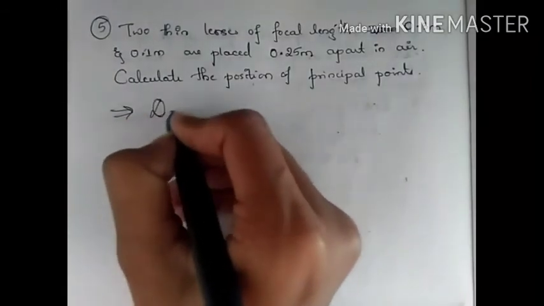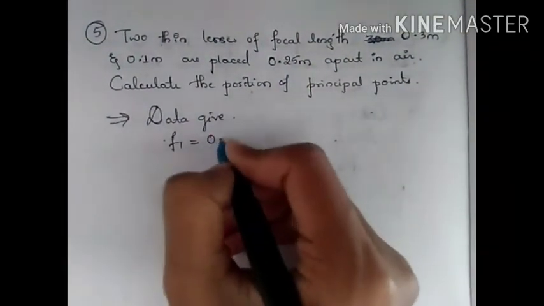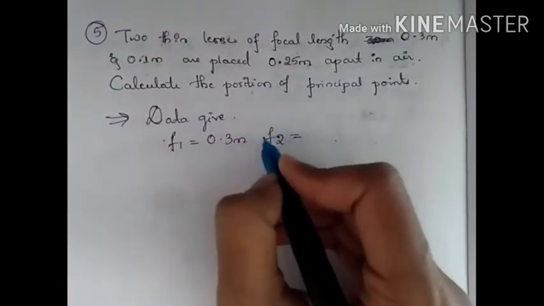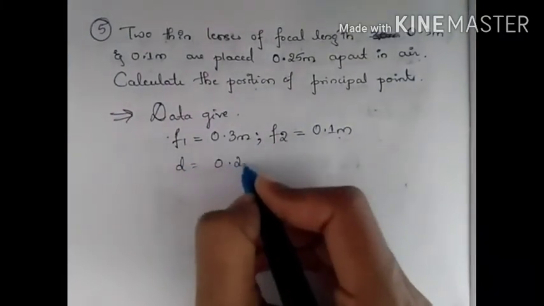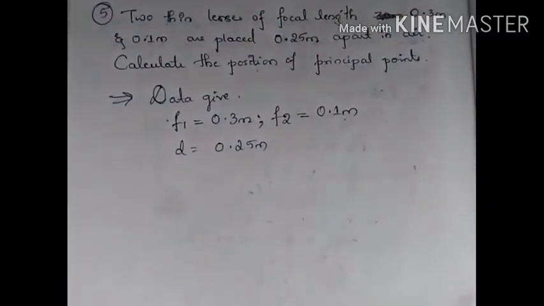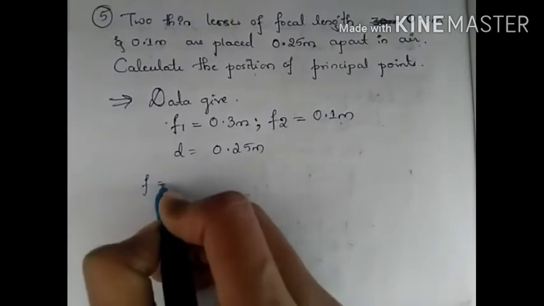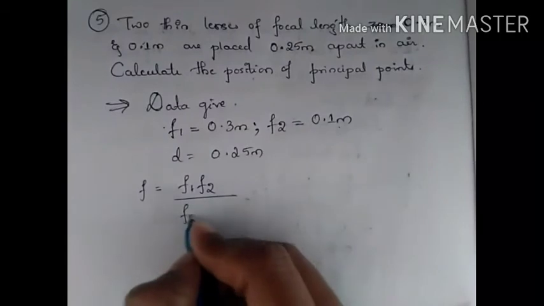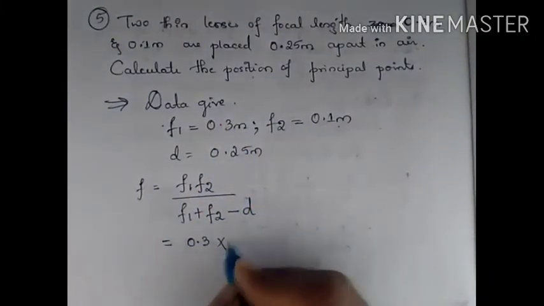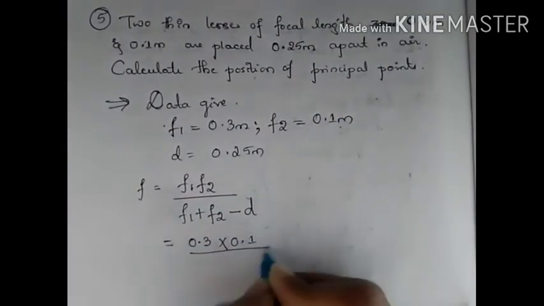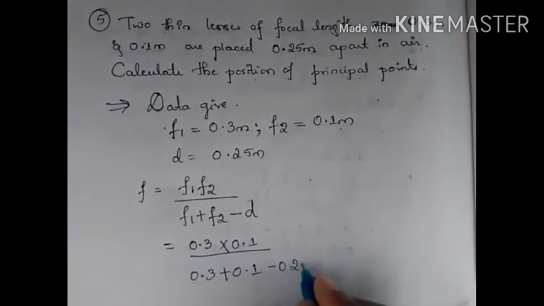So the data given is, the focal length f1 is 0.3 meters and f2 is 0.1 meters, and these are separated by a distance of 0.25 meters in air. So n here will be 1. The equivalent focal length of two thin lenses separated by distance d can be written as f is equal to f1 f2 divided by f1 plus f2 minus d. So f1 here is 0.3 meters multiplied by f2, 0.1 meters, divided by f1, 0.3, plus f2, 0.1, minus d, 0.25 meters.